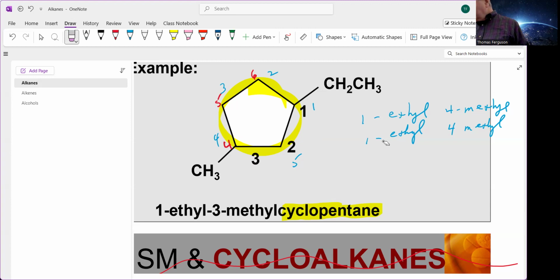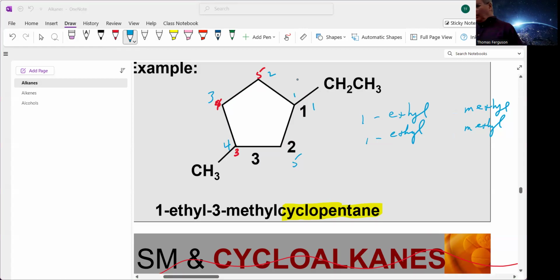Actually, let me back up here. This is screwed up. Yeah, let's redo this. 1, 2, this is 3 here. 4, 5. Okay, we do the blue numbering. It's 1, 2, 3, 4, 5.